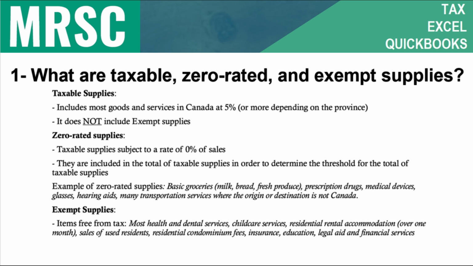Then the third category, which we have, is exempt supplies. So this is basically items that are free from tax. So they include most health and dental services, childcare services, and that's for children that are under the age of 15, residential rental accommodation, and sales of residential accommodations, which are for rentals for over a month.